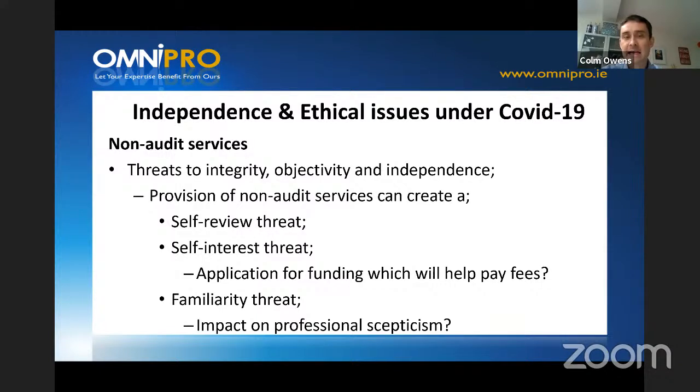The interesting point is, is the work you're doing, helping your client apply for extra funding or whatever, would that be used to help pay your fees? So does that have an impact on a self-review threat? These are things that are cropping up that may not have cropped up previously.